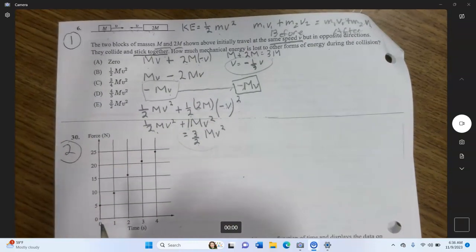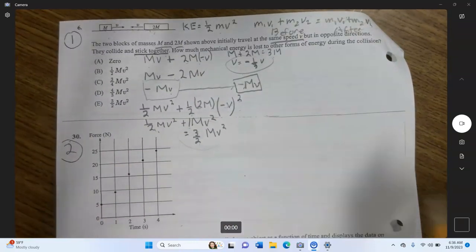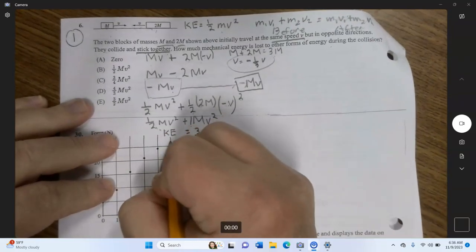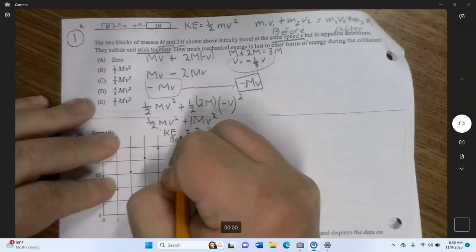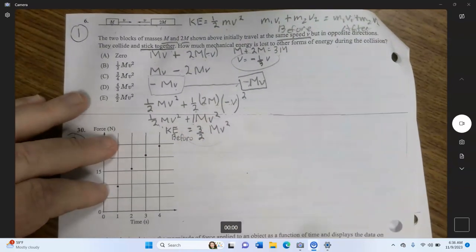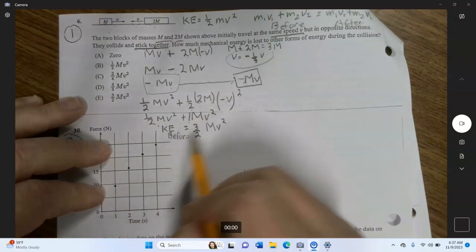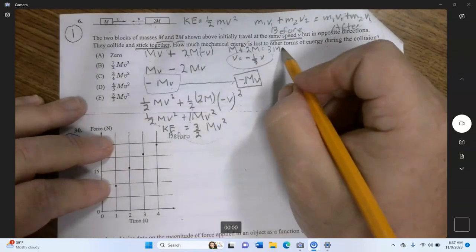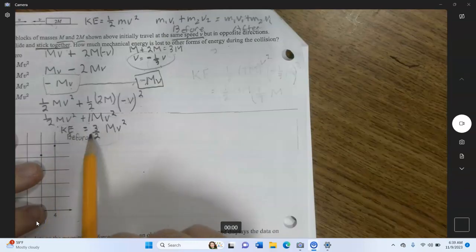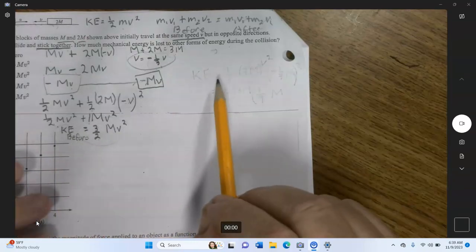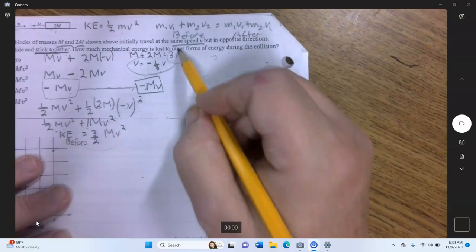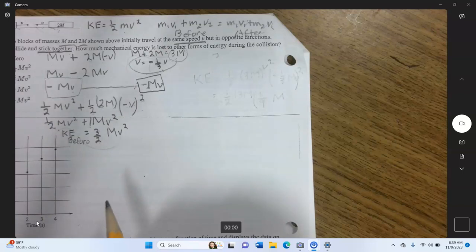Now we need to figure out the total energy after the collision. So let me write that KE before. This problem doesn't take that much space down here. That's the total kinetic energy before. Now I'm going to come over here and do the kinetic energy after. Now we need the kinetic energy after the collision. And remember, we're treating it like a single block, a mass of 3m.